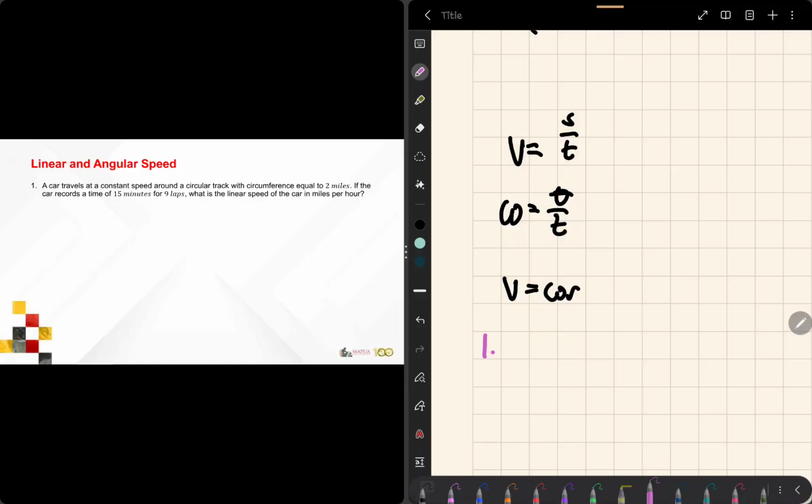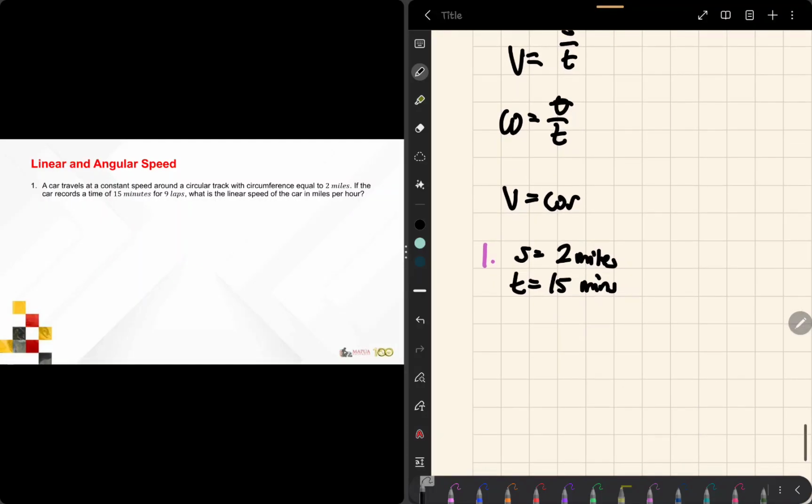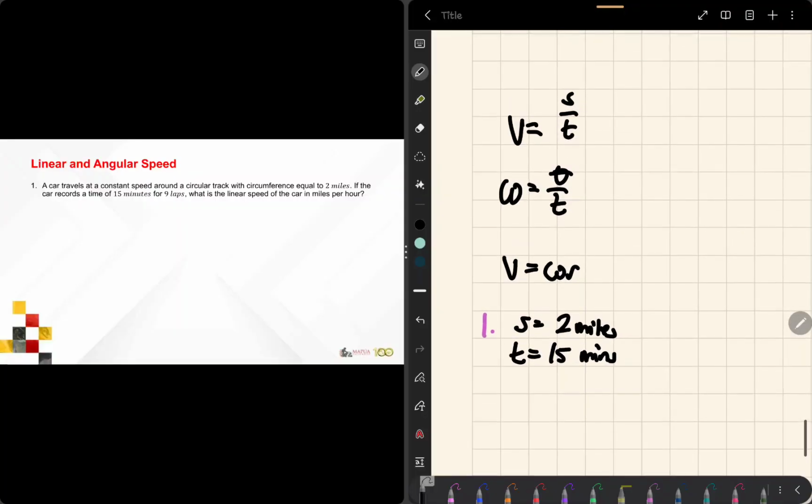So we have our distance, or our s, is equal to 2 miles. Next, if the car records a total time of 15 minutes, so we have t is equal to 15 minutes. So from our given, it is stated that we have to find the linear speed. So we have s, or our distance, we have t as our time. So solving for v, our velocity, let us use first this formula.